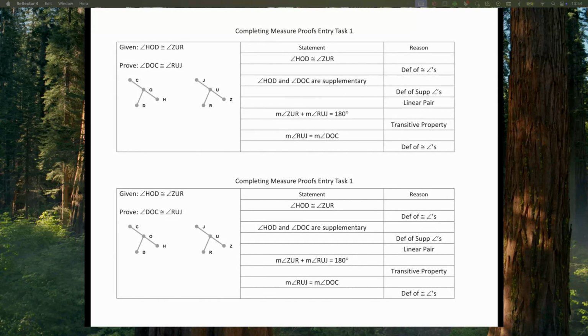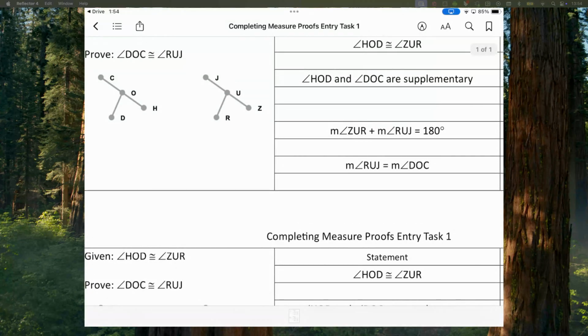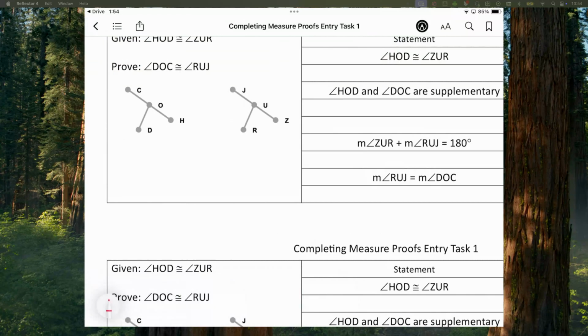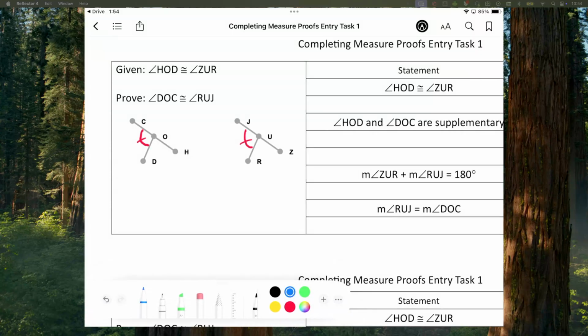Okay, so for this one we are going to be looking at trying to prove that DOC is congruent to RUJ. So we're looking for DOC being congruent to RUJ. We were given that HOD is congruent to ZUR.